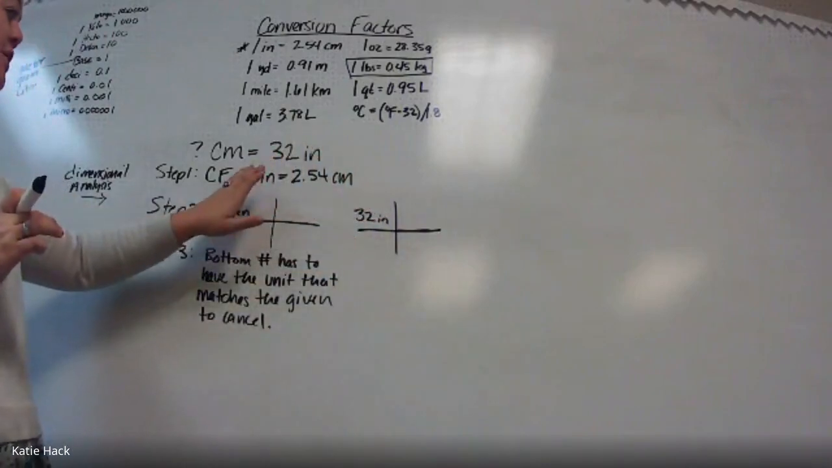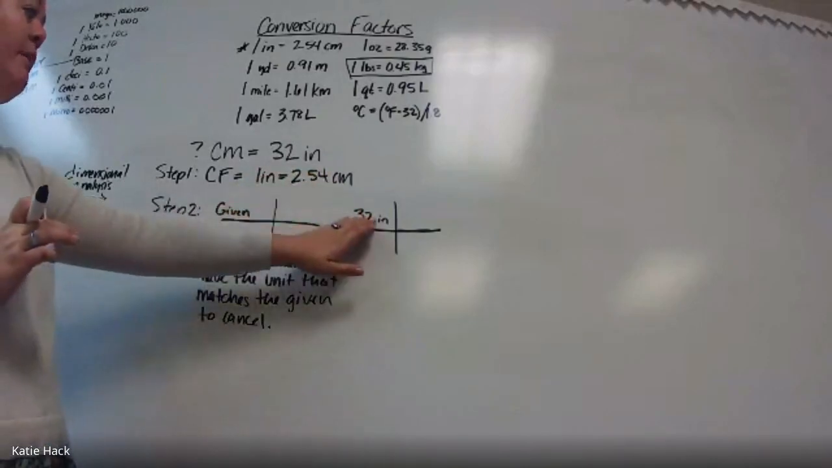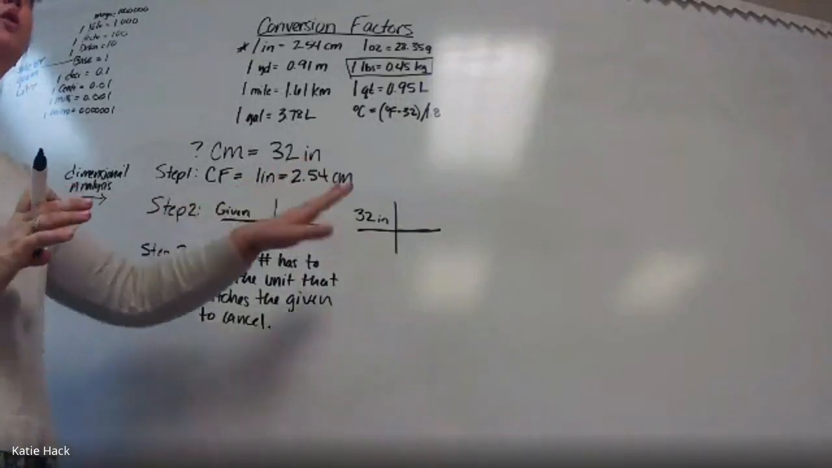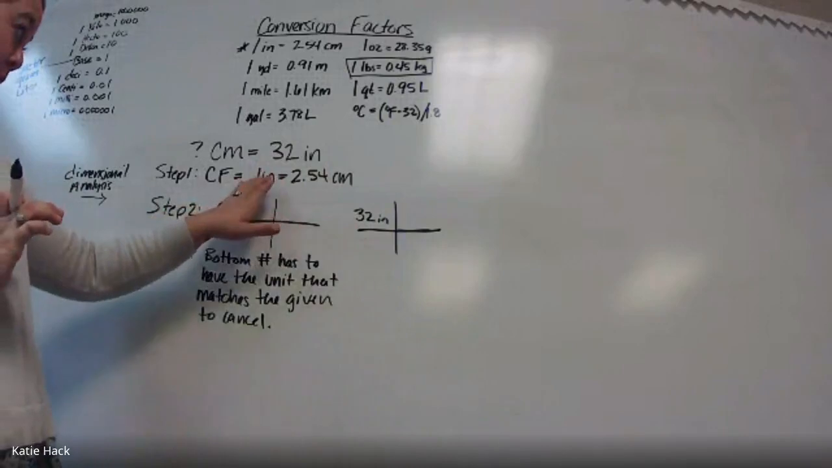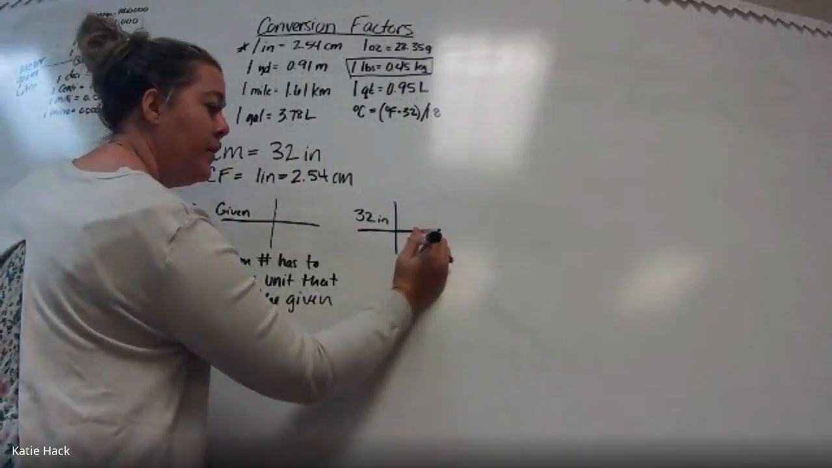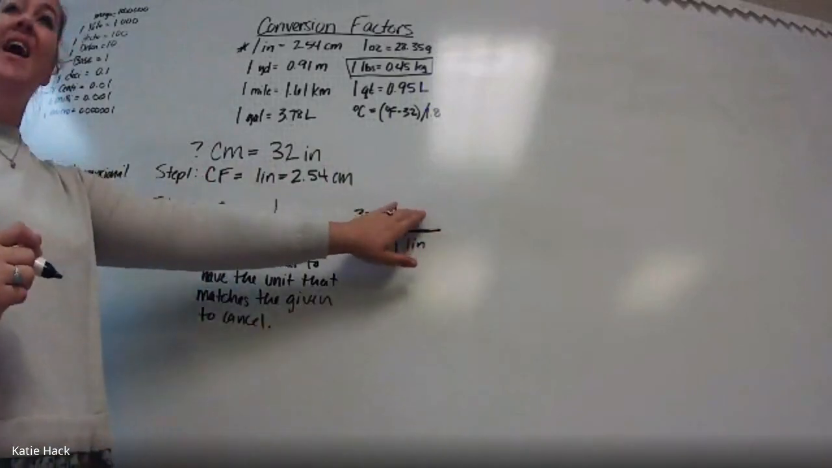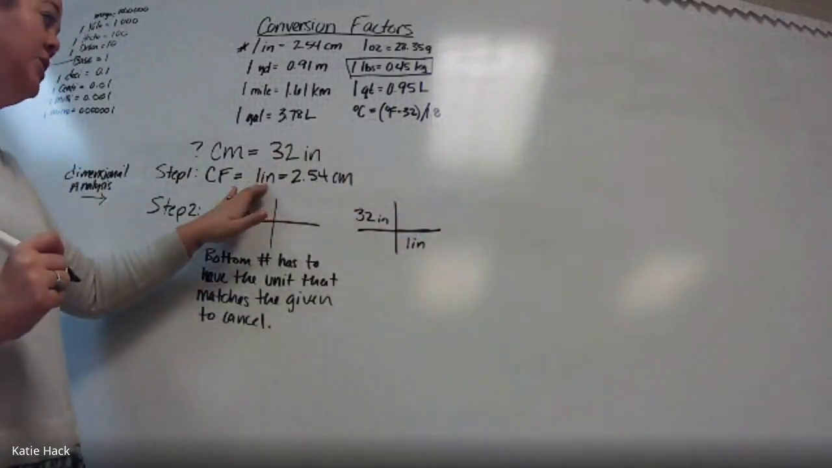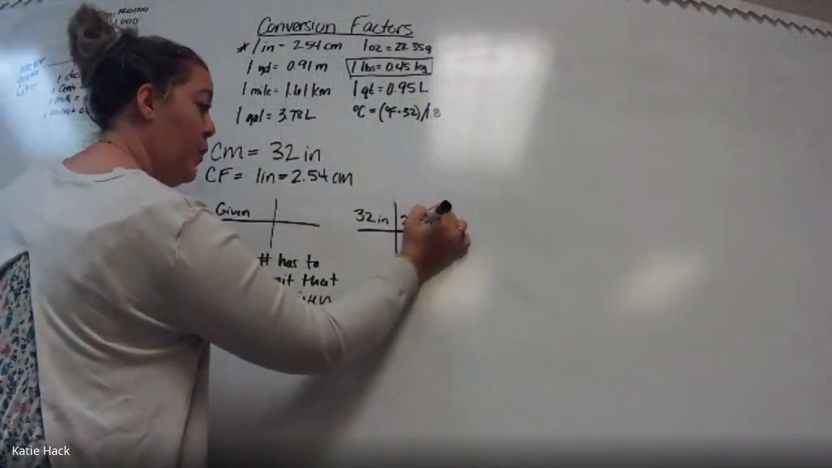Okay, so the conversion factor is 1 inch equals 2.54 centimeters. So which of these numbers matches your given? Which unit matches? Sorry, not number. I want to say inches. Inches matches. And there's 1 inch. So we're going to write our 1 inch here. So now what number goes beside? What number goes here? It's going to be the other number. So we put 1 inch here. So the other number goes here. 2.54 centimeters.